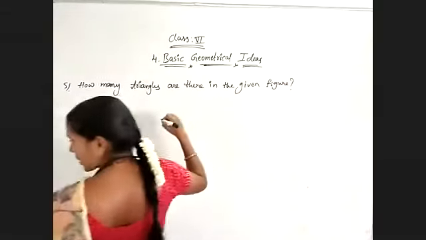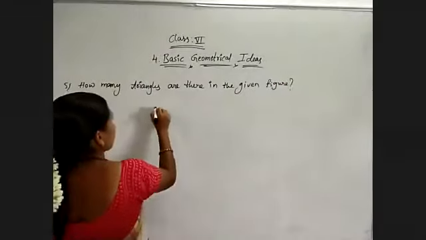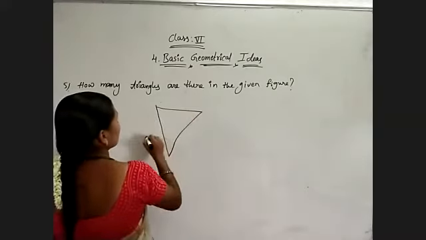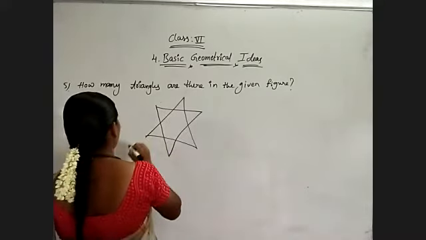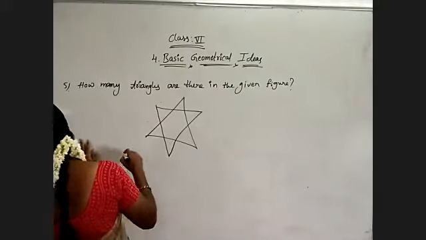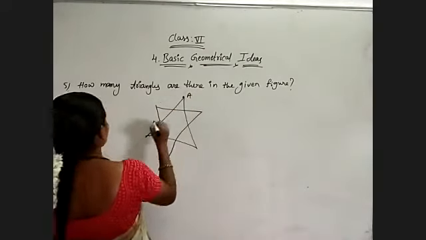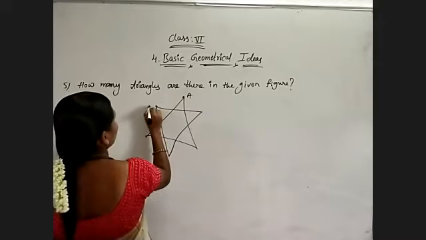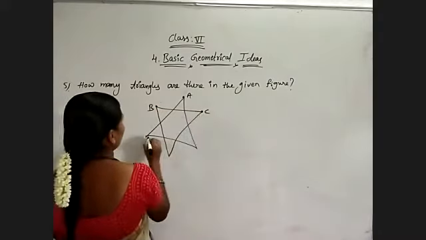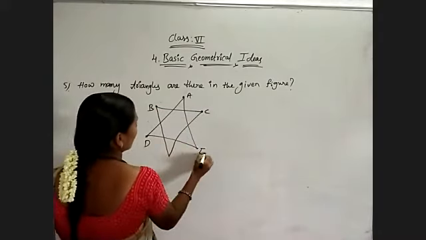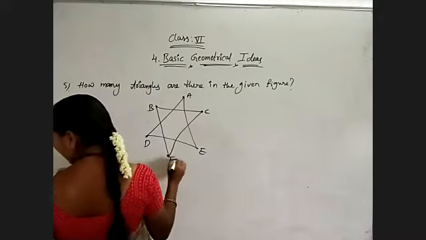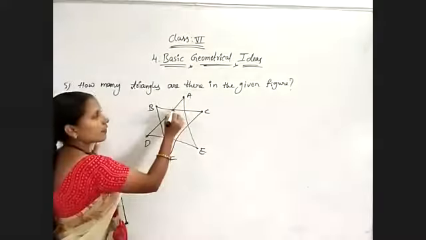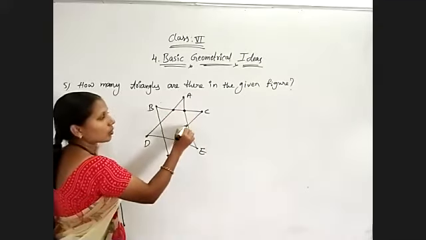So that figure is given like this. And here the names are also given: A, B, C, D, E, F. Just observe wherever the lines are meeting, indicate those points also.